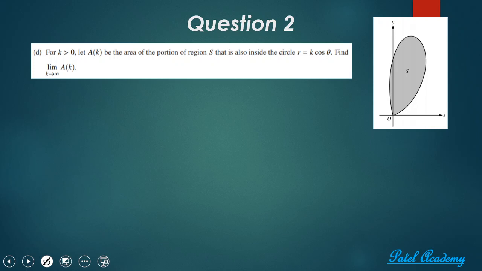Now for part D, we have for k greater than 0, A at k is the area of the region S that's also inside the circle r is equal to k cos theta. Find the limit as k approaches infinity of A at k. Now for this specific one, what I'd suggest doing, and what I'm doing right now, is to first show what r equals cos theta looks like. It looks something like that. That circle right there is the function r equals cos theta.